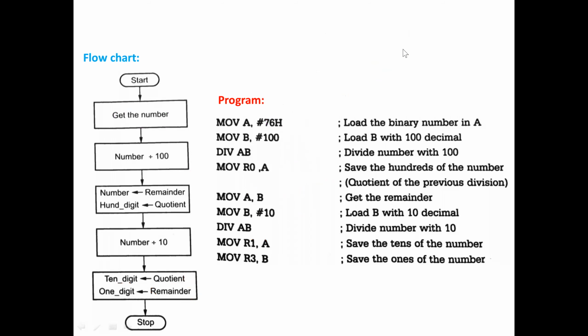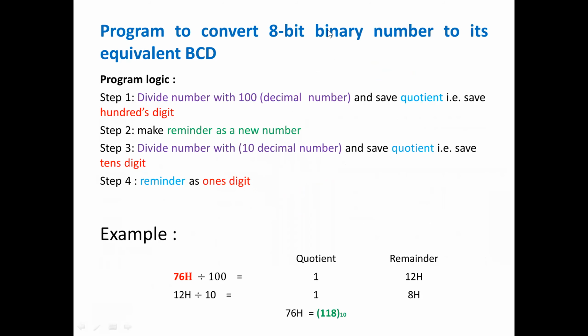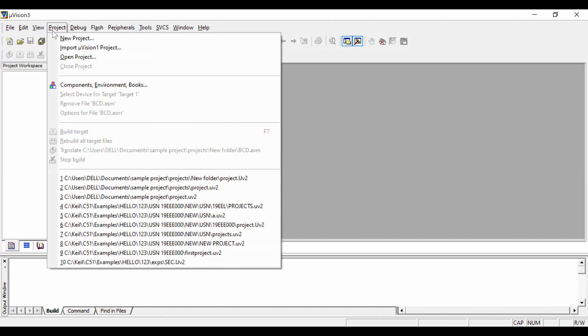Because in the previous slide, you know that for the given input 76H, the equivalent decimal value is 118. So this is your decimal value. So let us execute this program using software. Any doubt you can ask me here. I will start executing.